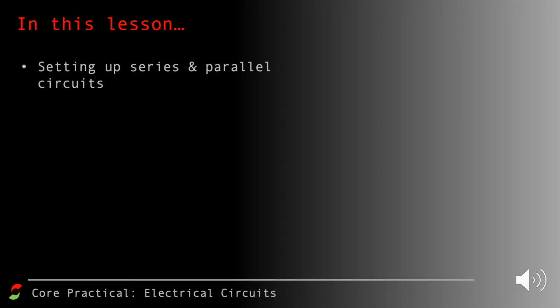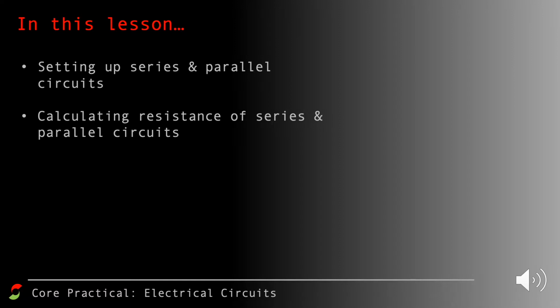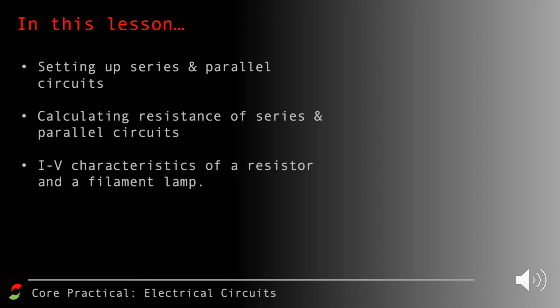So I'm going to be looking at one of the core practicals, and this is to do with electrical circuits. So there's a few different practicals to do with this. So the first one is that you need to be able to set up a series and a parallel circuit, and you need to be able to calculate the resistance of a series and parallel circuit. And you also then need to be able to do the IV characteristics of a resistor and a filament lamp, which was covered in episode 7F, the IV characteristics. So we're going to revisit it here a little bit.